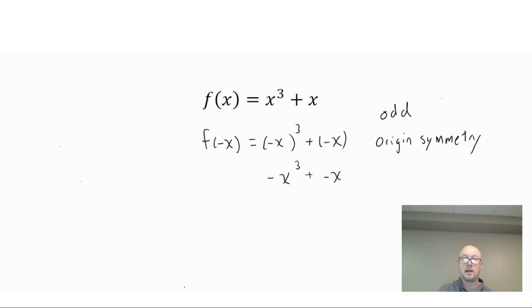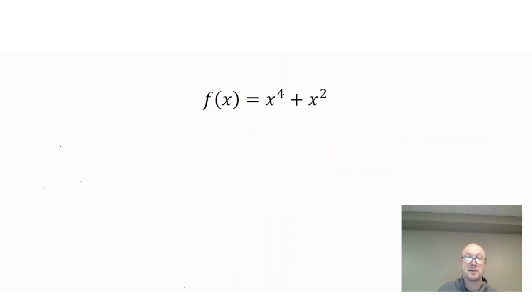All right? Let's try another example. In our next example, we have f of x is equal to x to the fourth plus x squared. So again, I'm going to plug in negative x. If I plug in negative x, I would get negative x raised to the fourth plus negative x squared. When I have negative x to the fourth power, I'm going to have a negative times a negative times a negative times a negative, which would come out to be positive. So I'd get x to the fourth.